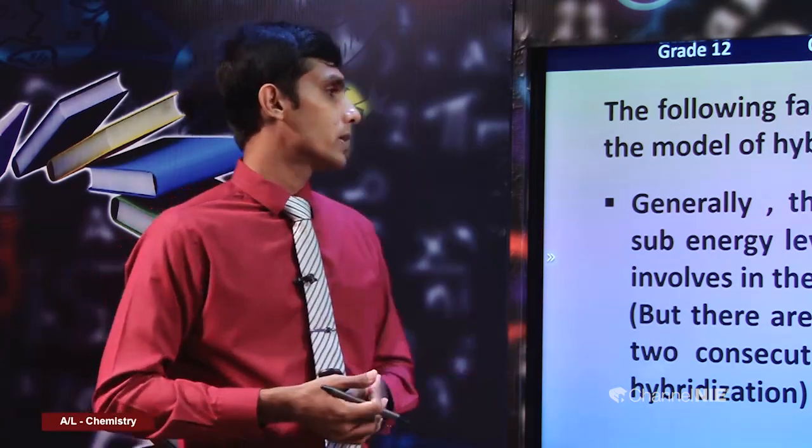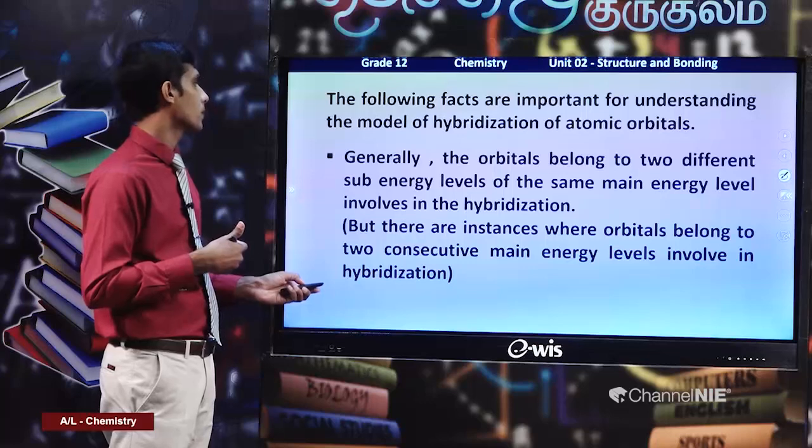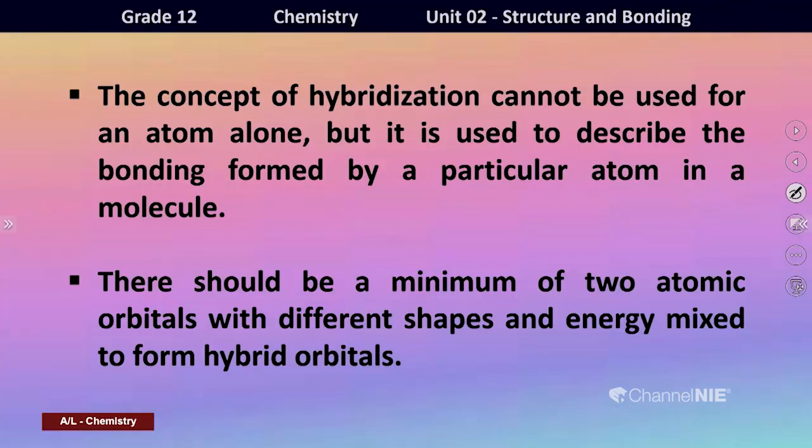Now, generally the orbitals belonging to two different sublevels of the same main energy level are involved, but there are instances where orbitals belonging to two consecutive main energy levels are involved, that means the valence shell and the penultimate shell. This concept of hybridization cannot be used for an atom alone. It is always used when it comes to bonding, the formation of bonds. So, it is used to describe the bonding formed by a particular atom.